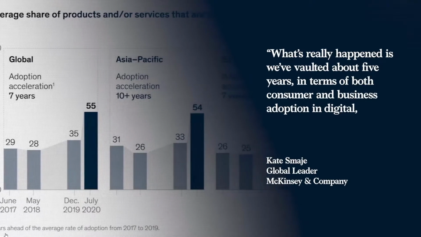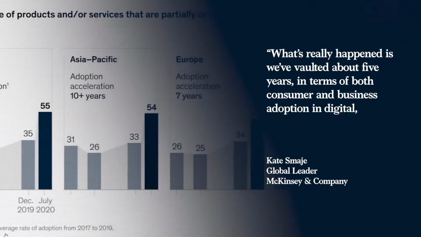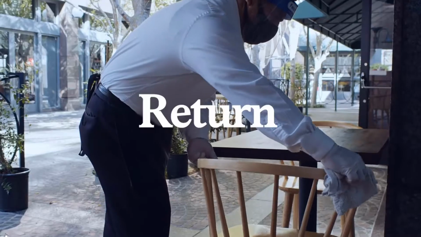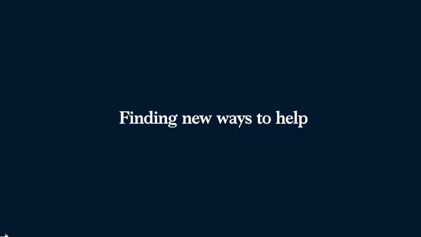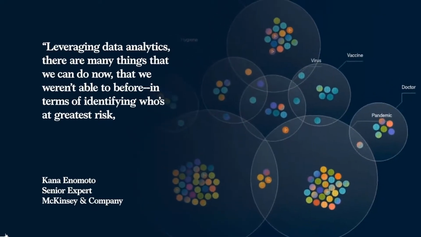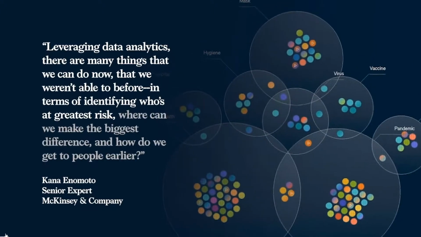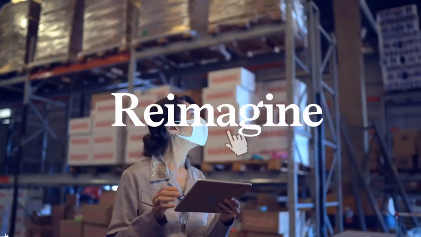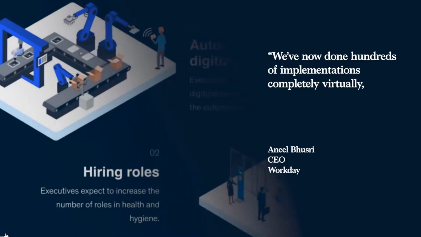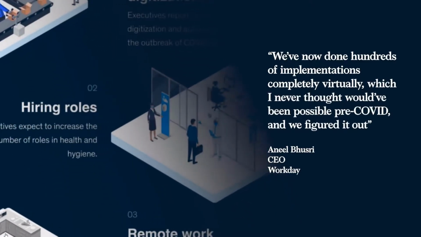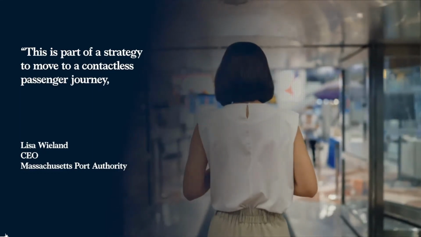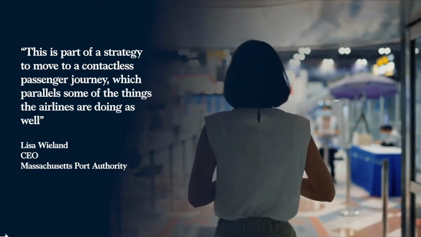What really happened is we've vaulted about 5 years in terms of both consumer and business adoption of digital in probably just a matter of weeks. Leveraging data and analytics, there are many things we can do now that we weren't able to before in terms of identifying who's at greatest risk and where we can make the biggest difference and how do we get to people earlier. We've now done hundreds of implementations completely virtually, which I never thought would have been possible pre-COVID, and we figured it out. Part of this is a part of a strategy to move towards a more contactless passenger journey, which parallels some of the things the airlines are doing as well.